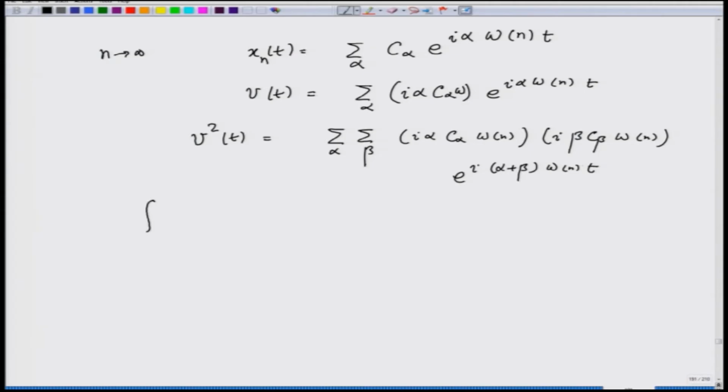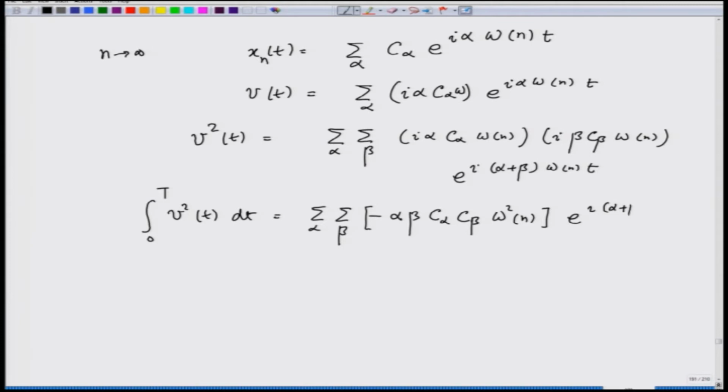And when I do the integration, the integral 0 to T of v squared(t) dt is going to be the summation over α and β of minus αβ C_α C_β ω_n squared for the nth level times the integral of e^{i(α+β)ω_n t} dt from 0 to T. And let me remind you, this T is nothing but 2π over ω_n, the period for the nth orbit, for the lowest frequency. All the others are the harmonics.